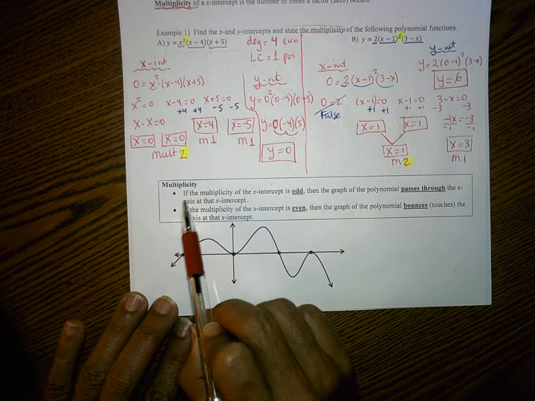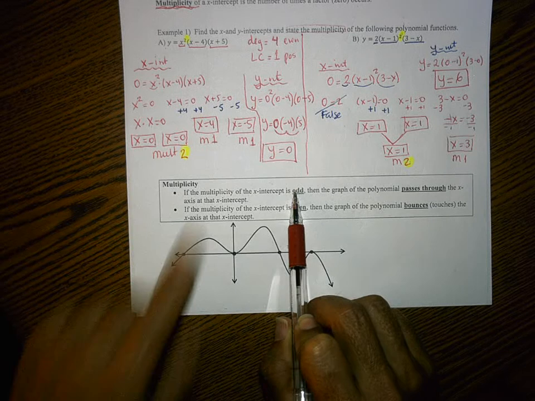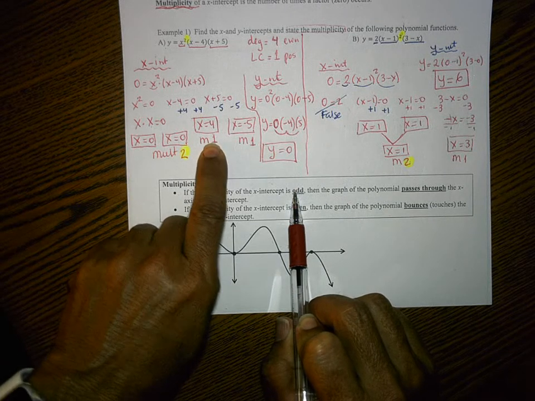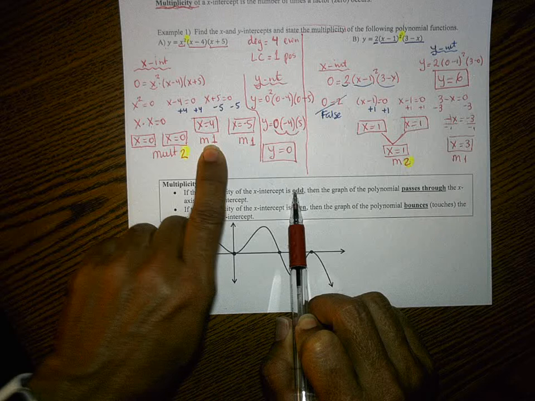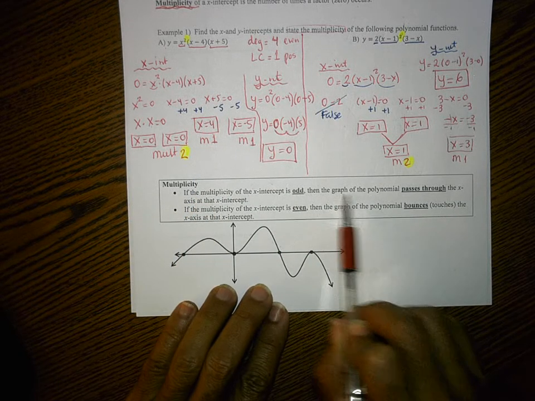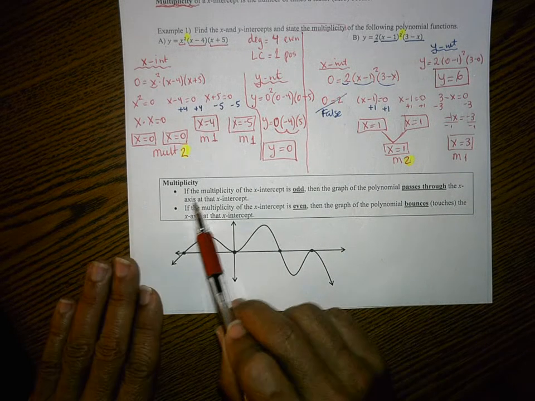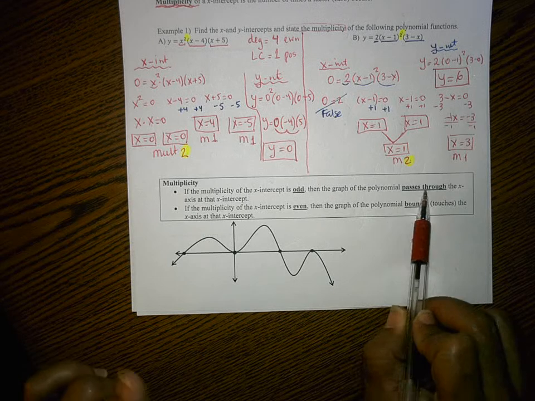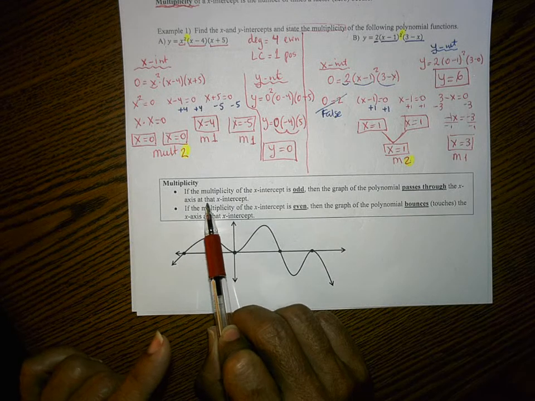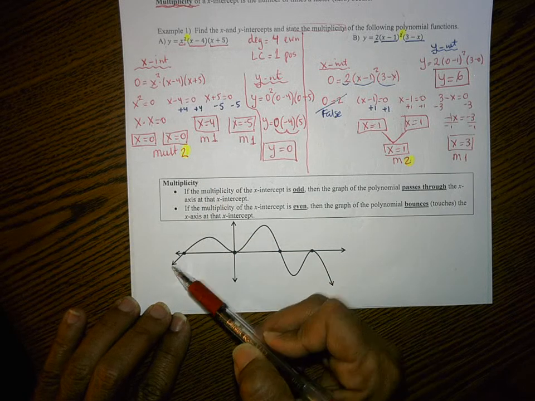Multiplicity. If the multiplicity of the x-intercept is odd, like the number 1 is odd, then the graph of the polynomial passes through the x-axis at the x-intercept. So if the multiplicity is 1, we pass through the x-axis.